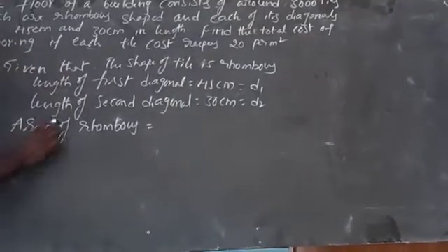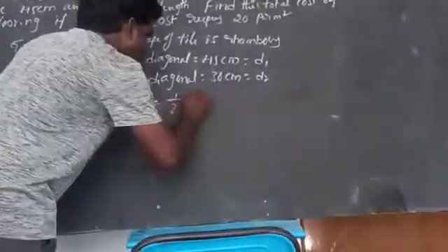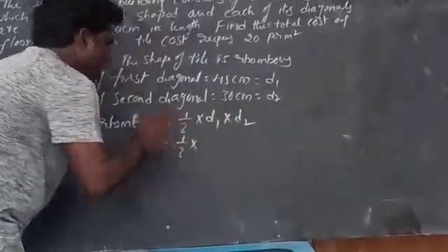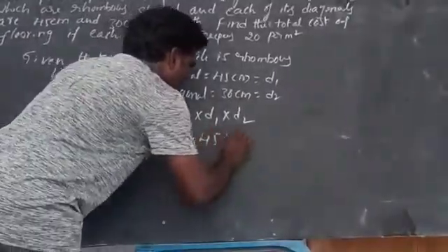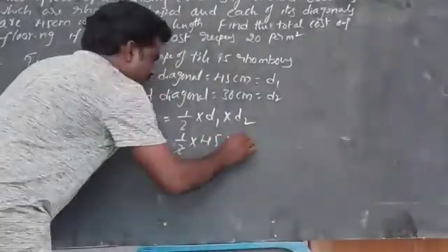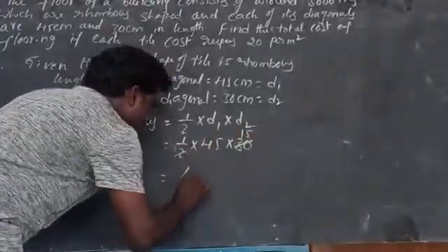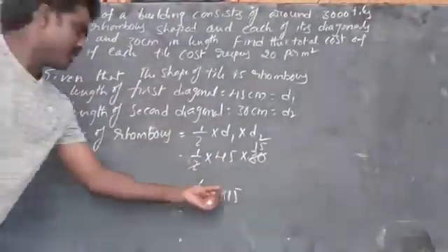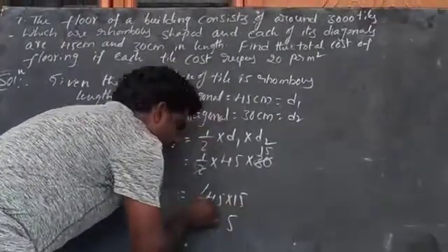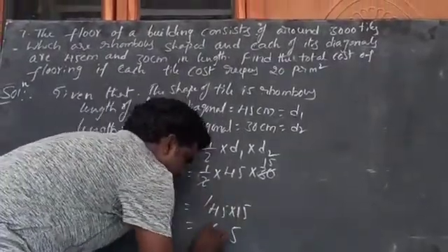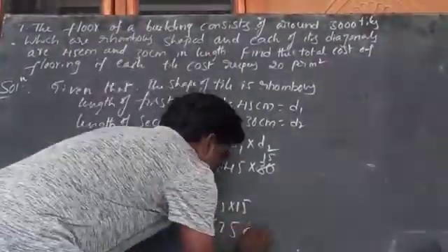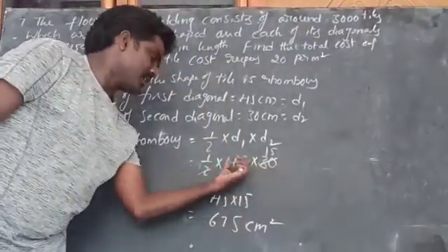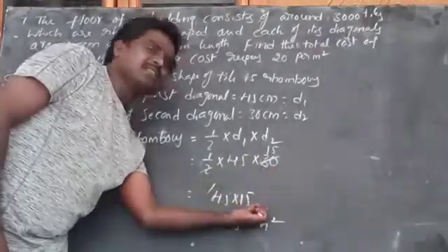So area of rhombus is half into d1 into d2. That is half into d1, 45, into d2, 30. Half of 30 is 15. That is 45 into 15. 15 times 5 is 75, 15 times 4 is 60, 60 plus 7 is 67, so 675 centimeter square. So 45 centimeter, 30 centimeter, centimeter into centimeter is centimeter square.